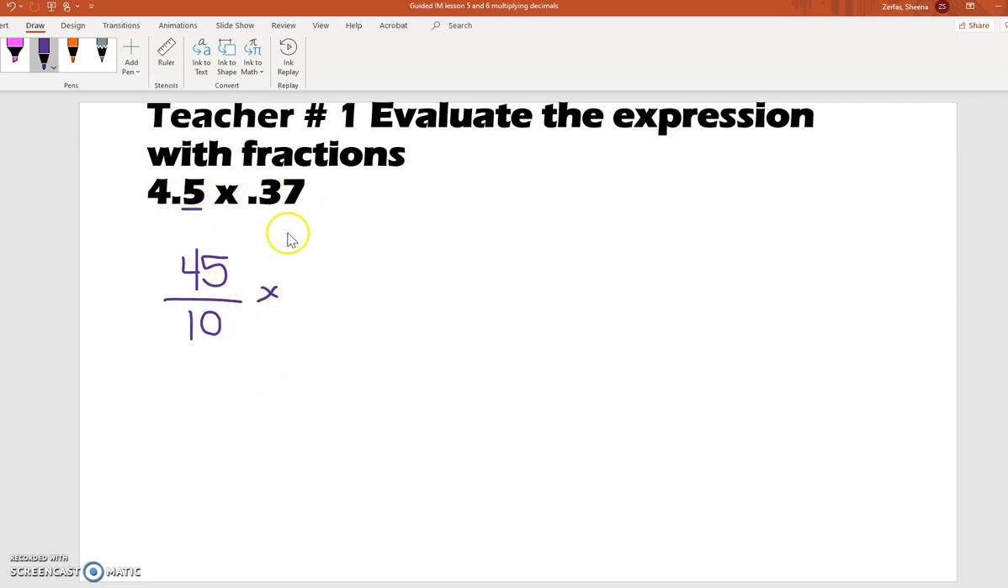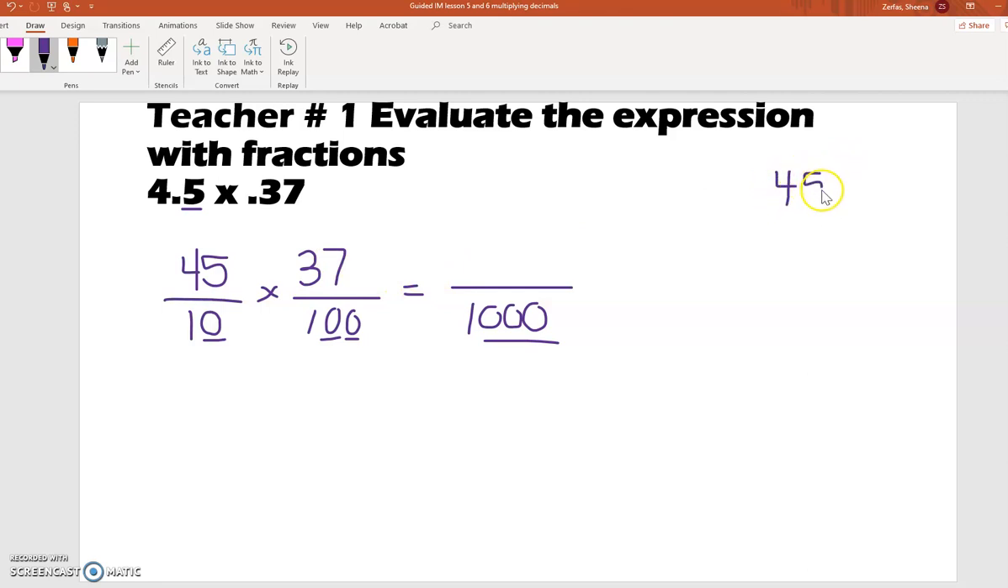Then I'll be multiplying this by 37/100. In converting this to a fraction, it is easy to multiply those two denominators. 10 times 100 becomes 1,000. A trick we can use here is the number of zeros, so it ends with 3 zeros here. And then we do 45 times 37. I want you to practice this multiplication, so do this without a calculator.